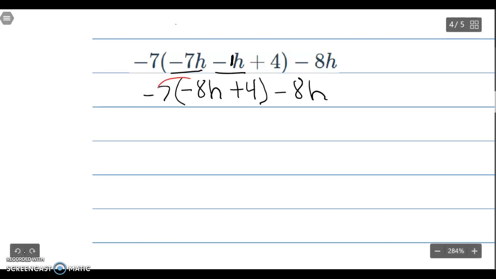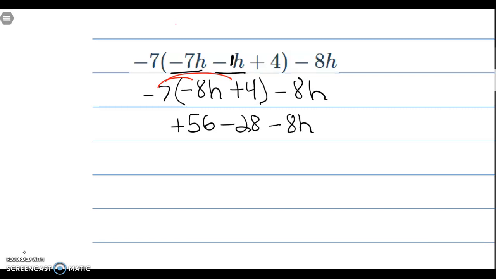All right, now I'm going to distribute this negative 7 to get rid of the parentheses. So negative times a negative is a positive, and 7 times 8 is 56h. Okay, and negative 7 times a positive 4 is going to be a negative 28. Bring down the negative 8h. Oh, this should have an h on it. Let me fix that.